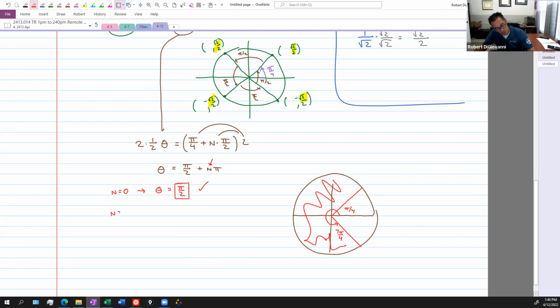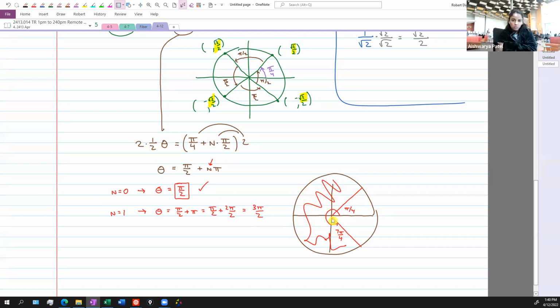Okay, let's let n be 1. If n is 1, we get pi over 2 plus pi. This is pi over 2 plus 2 pi over 2. I'm getting a common denominator, put those together. When you add those, you get 3 pi over 2. Is 3 pi over 2 in here? Yeah, where is it? Down there. Straight down, right?